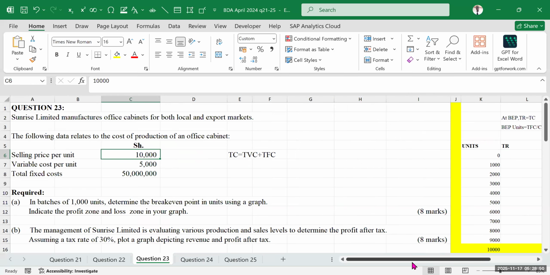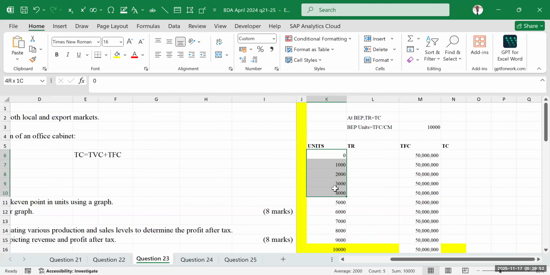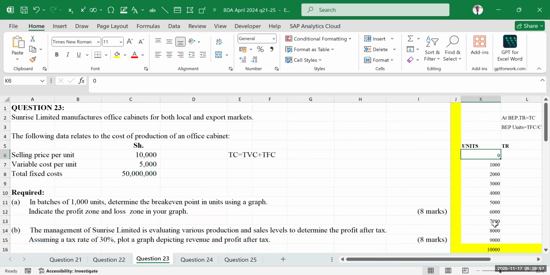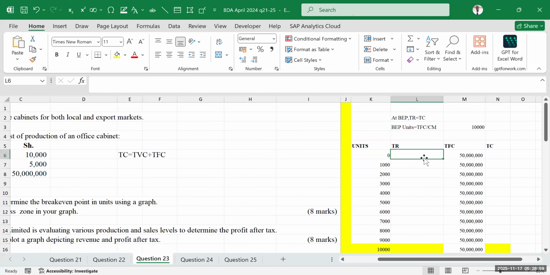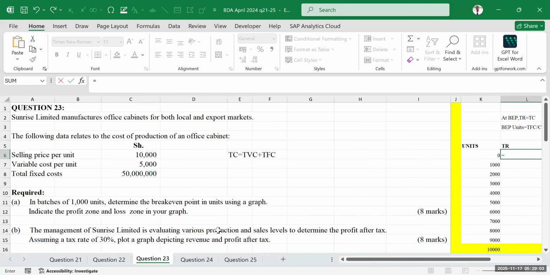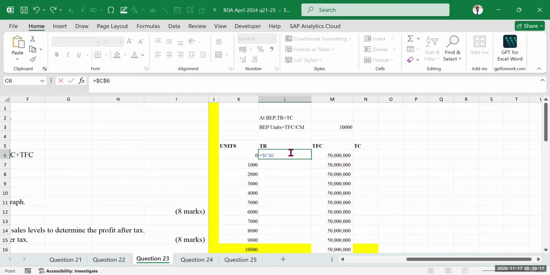There is selling price per unit we were given, and now we have the number of units. So why don't we go ahead and multiply the two so that we have our revenue figure there? I refer to the selling price per unit. Remember, this one is remaining constant, so you have to fully fix it. How do you fully fix? Using the F4 key, or you can introduce the dollar signs manually, whichever works for you best.